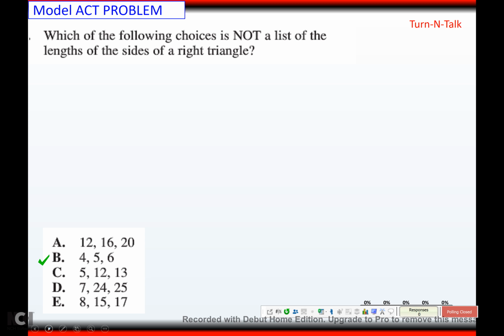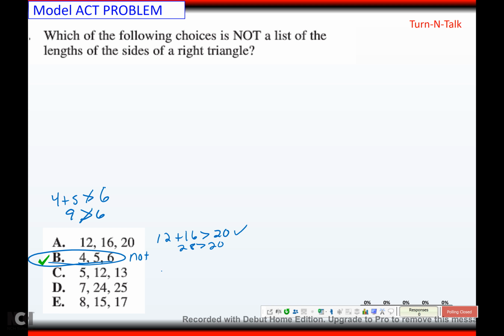So they want to know which of the following choices is not a list of the lengths of the sides of a right triangle. Well, remember, for the right triangle, I didn't realize it was a right triangle, but any triangle, the two smaller sides have to add up to more than the longest side. So for A, is 12 plus 16 greater than 20? Well, yeah, because 28 is greater than 20, so that's true. 4, 5, 6: 4 plus 5 is not greater than 6, because 9 is not greater than 6. So that would not make any triangle, let alone a right triangle.